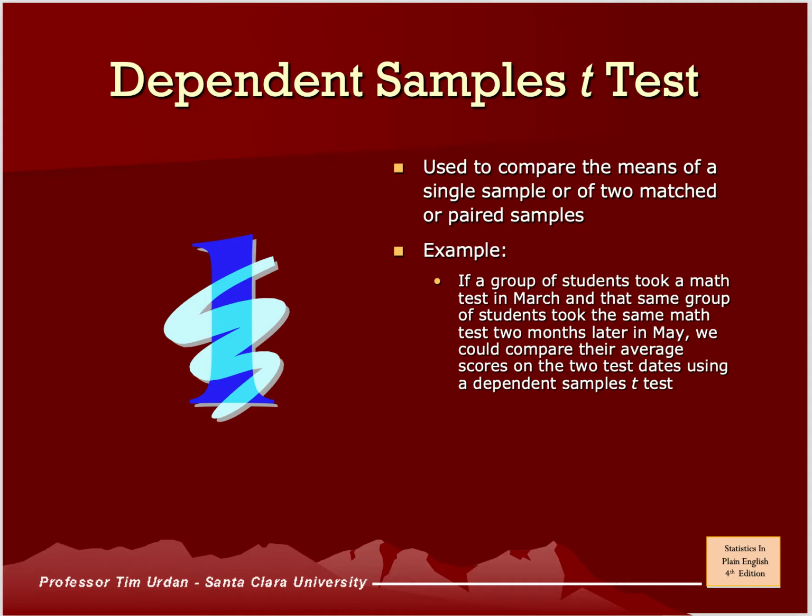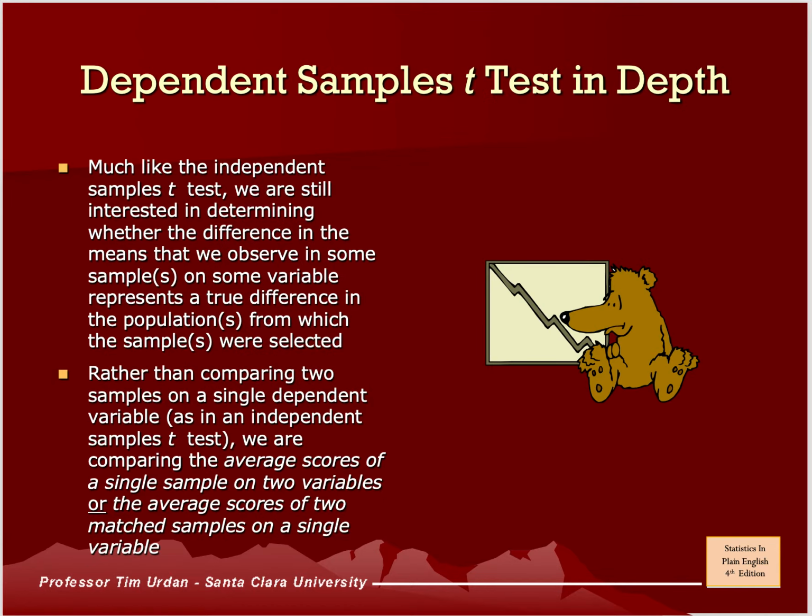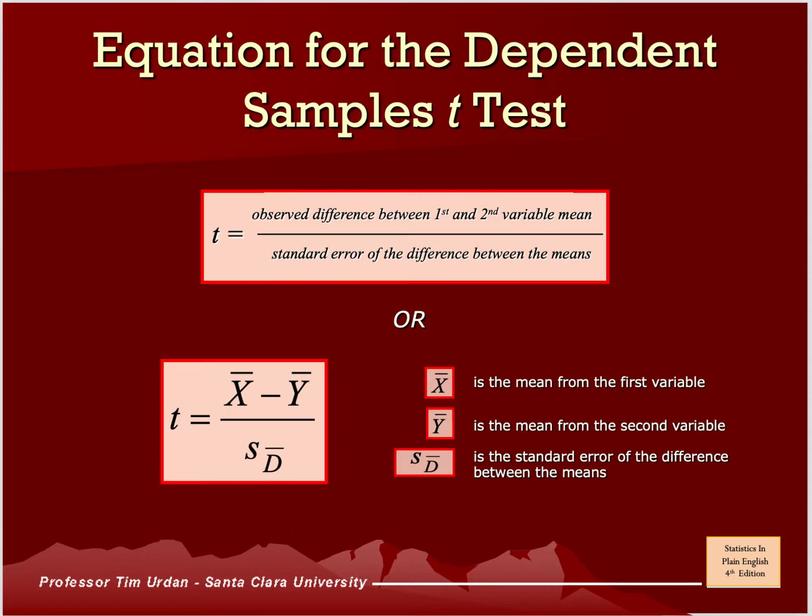We could compare their average scores on the two test dates to have a dependent samples t-test. So basically the key here is that we're not changing anything. Same people, same assessment, same way that we're calculating the mean. And much like the independent one, we're still really just interested in, is the difference that we're observing truly important and valid? Is it truly significant? Instead of comparing two samples and a single dependent variable, we are comparing the average scores of a single sample across two variables, or the average scores of two matched samples, meaning the same people.